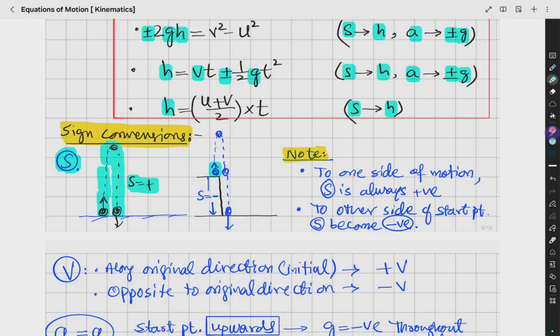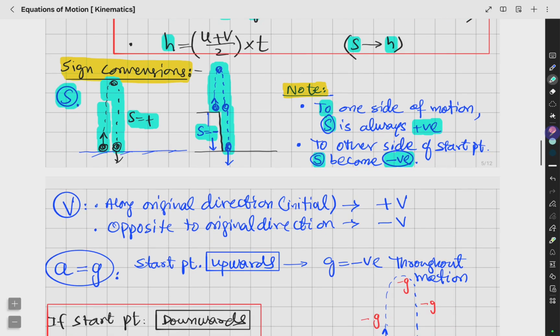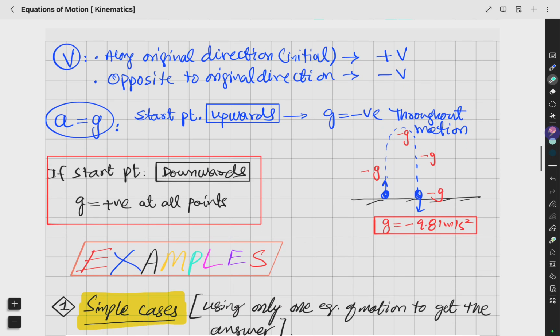But if you are throwing something upward from the top of the building, it is going upward, so its displacement is positive. Going downward, displacement is still positive. But once it crosses its start line and goes to the other side, its displacement will be negative. So to one side of the start point, displacement is always positive, and to the other side of the start point, the displacement is always negative.